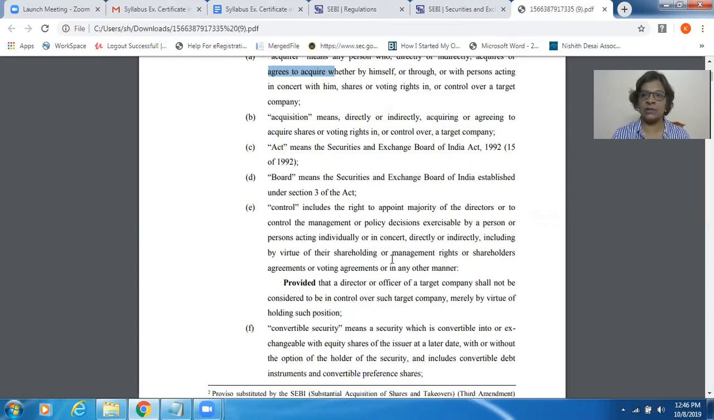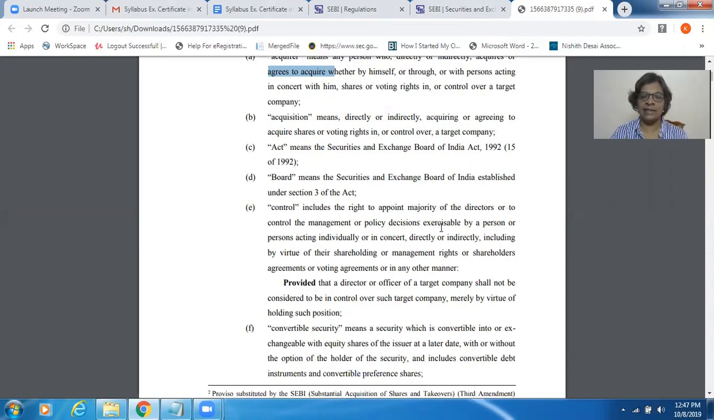Now, if we break this definition down into different pieces, it's an inclusive definition first of all, which means that if there is any other mechanism whereby an acquirer is exercising control over a target entity, it will not be ruled out entirely. The facts and circumstances of the cases will be seen to arrive at this conclusion whether there was control or not. So it's an inclusive definition, and it states that it includes the right to appoint majority of the directors. So even if you don't hold any shares in the company, if you have the right to appoint majority of directors of the company, that means you have control over the company.